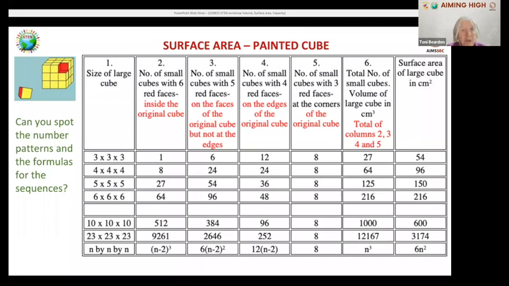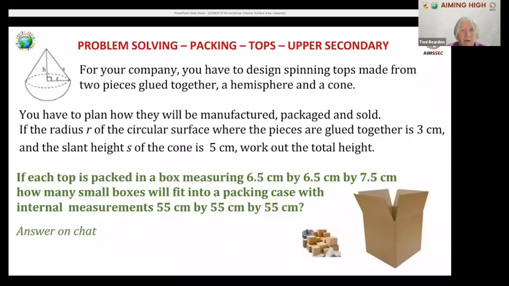Now, compared with this activity, the next one is rather a simple activity, really. Not a practical activity about packing. So there's a company that makes tops. There's a little picture of the top. And you have to design these spinning tops made from 2 pieces glued together, which are a hemisphere and a cone. And then you put them in little boxes. And you have to plan how they'll be manufactured, packaged and sold.